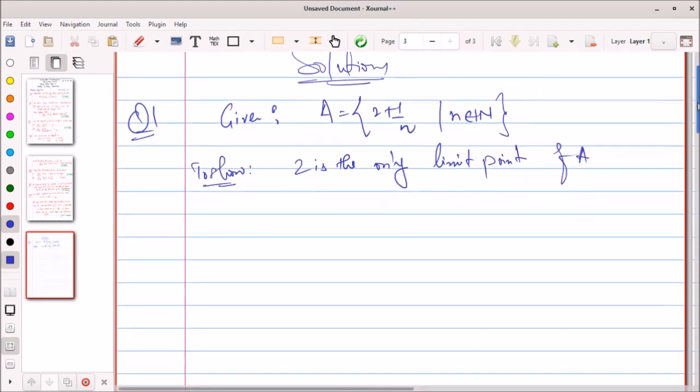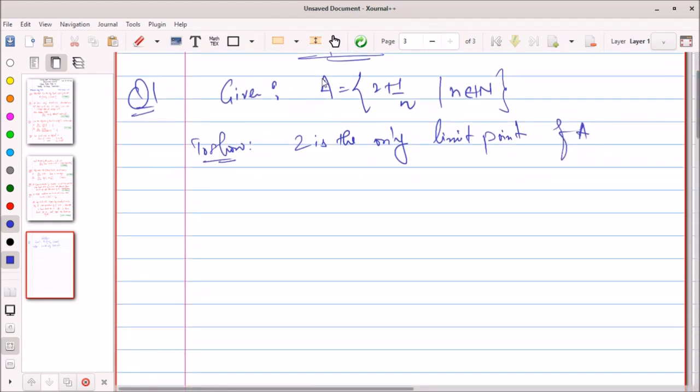So this question is similar to the question where we show 0 is the only limit point of the set 1 by n, n belonging to N. So instead of 0 here we have 2. First we will show that 2 is a limit point of A, and then we will show that any point other than 2 is not a limit point of A.